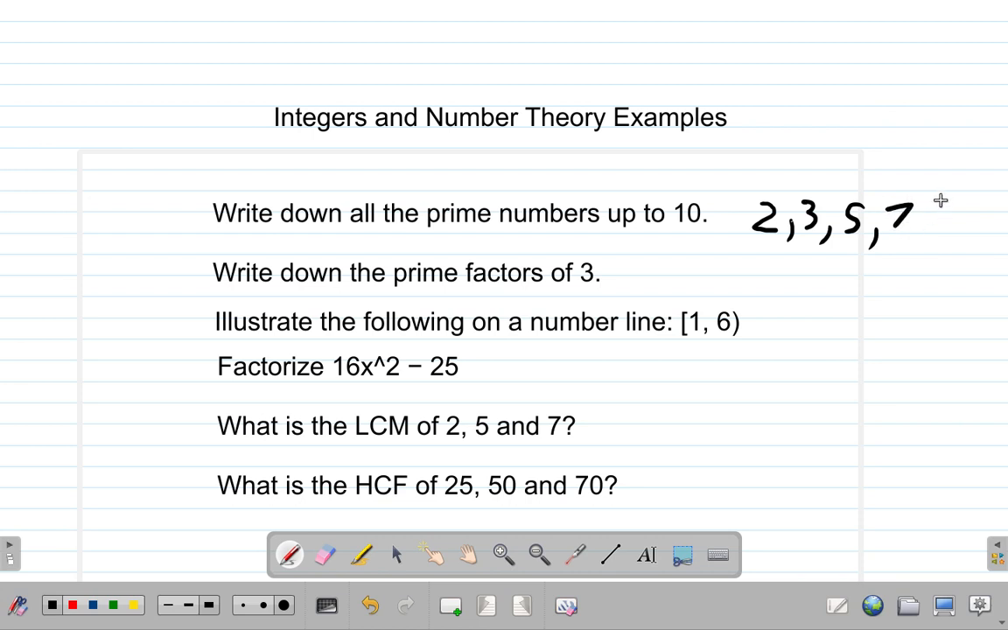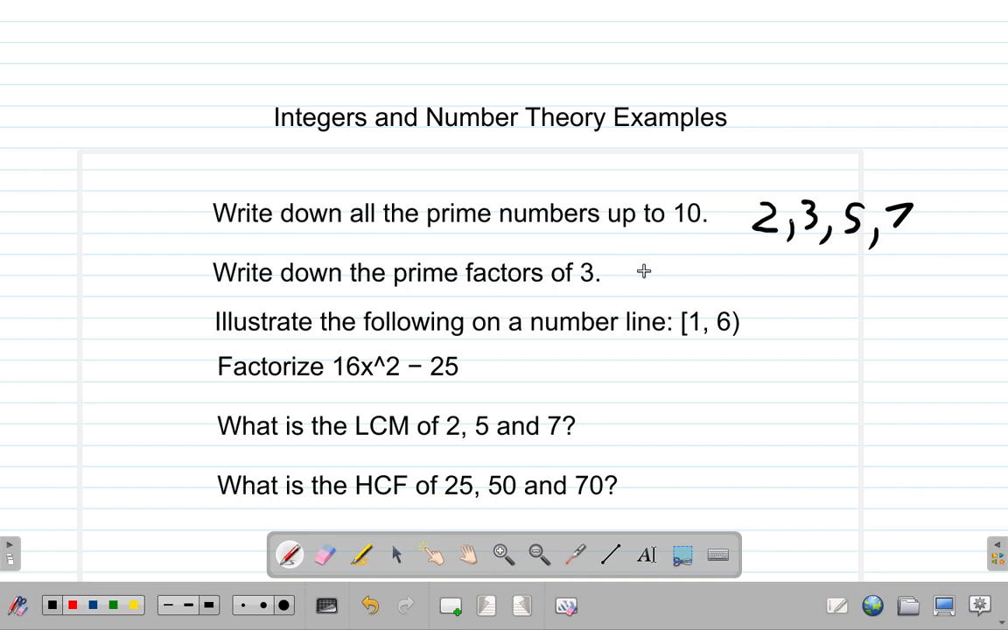What about 8? Well, 8 you can divide by 4. You get an answer without a remainder. You can also divide by 2, so it's not a prime number. If you try 9, you can divide 9 by 3 without getting a remainder. 10, well, it seems 2, 3, 5, and 7 are the only prime numbers you have here.